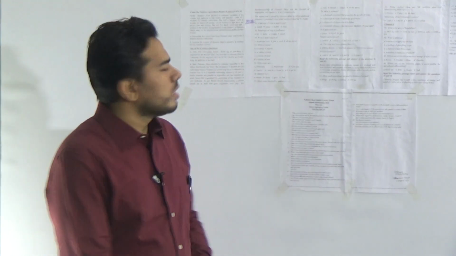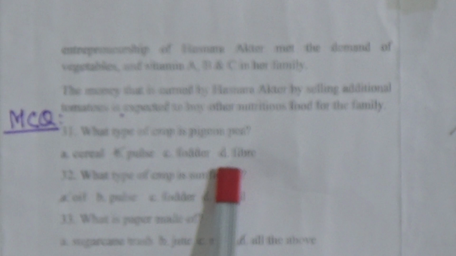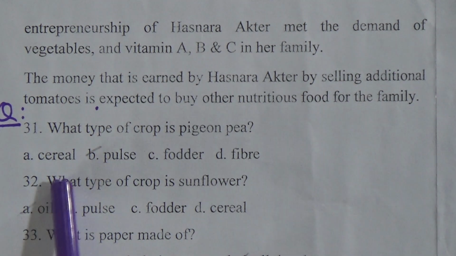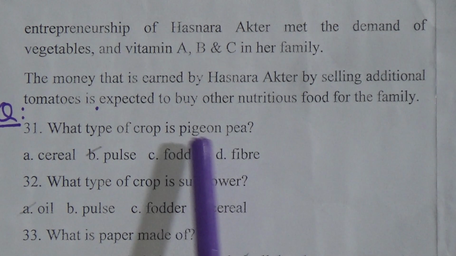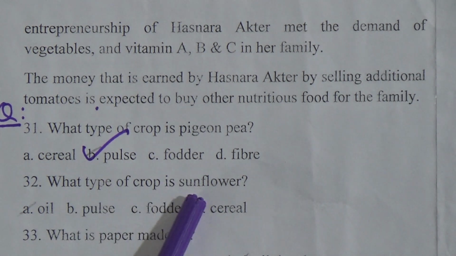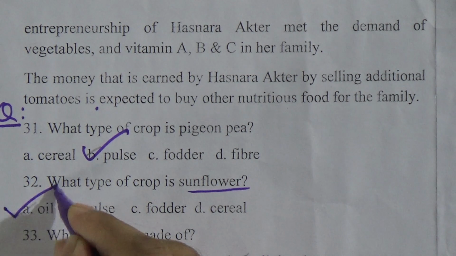So now we will discuss multiple choice questions from number 31 to 50. Okay, what type of crop is pigeon pea? You know that here 4 options are given: cereal, pulse, fodder or fiber. So pigeon pea is a pulse crop. Okay, next one, what type of crop is sunflower? We know that sunflower is an oily crop.